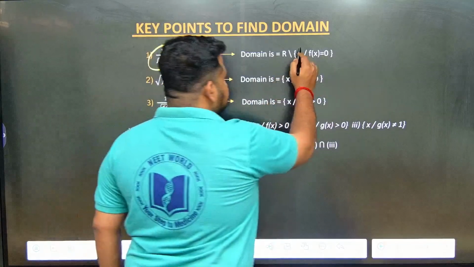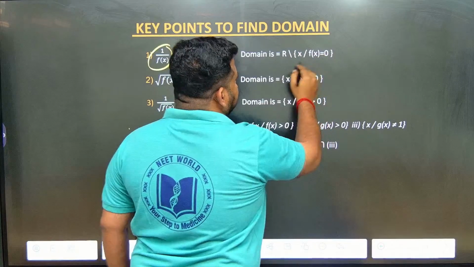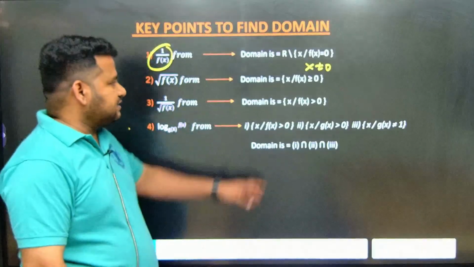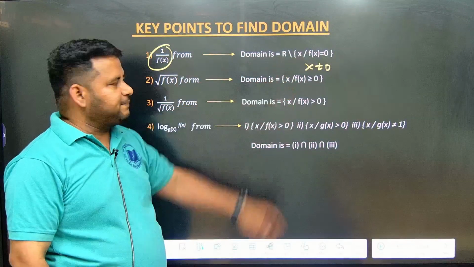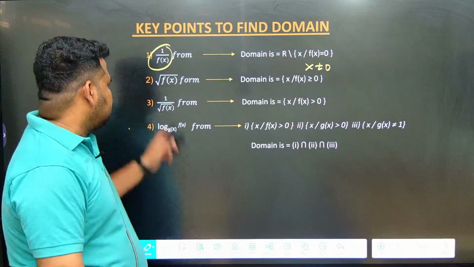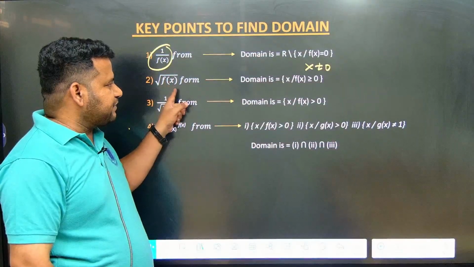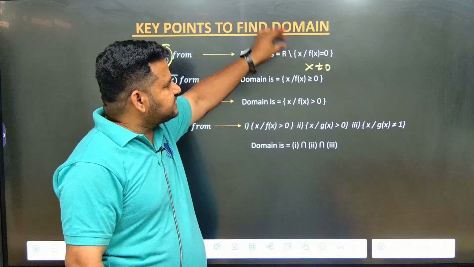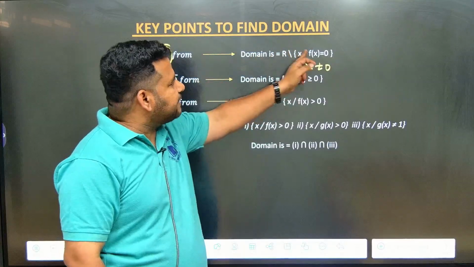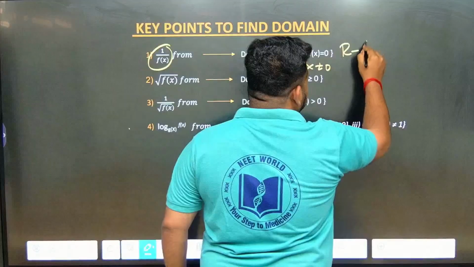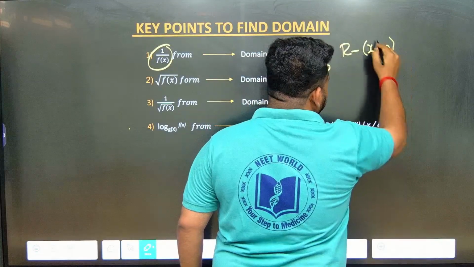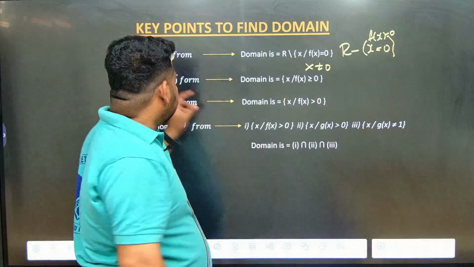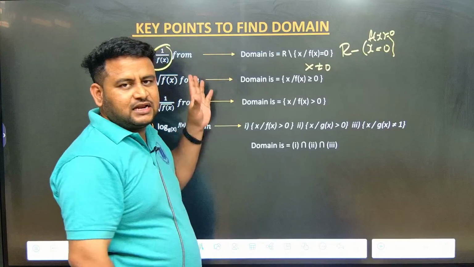That means x can have all the values except those where f of x is equal to 0. That is the meaning of it. Root f of x means this f of x should be greater than or equal to 0. This means the set of all real numbers except that value. The slash means R minus, which is telling R minus the set where f of x is equal to 0. Except that, the set of all real numbers you can take as the domain.